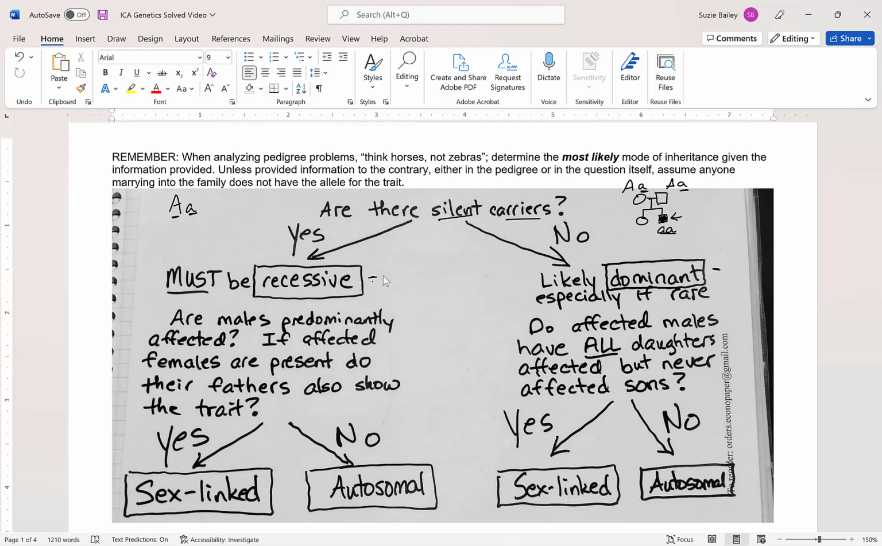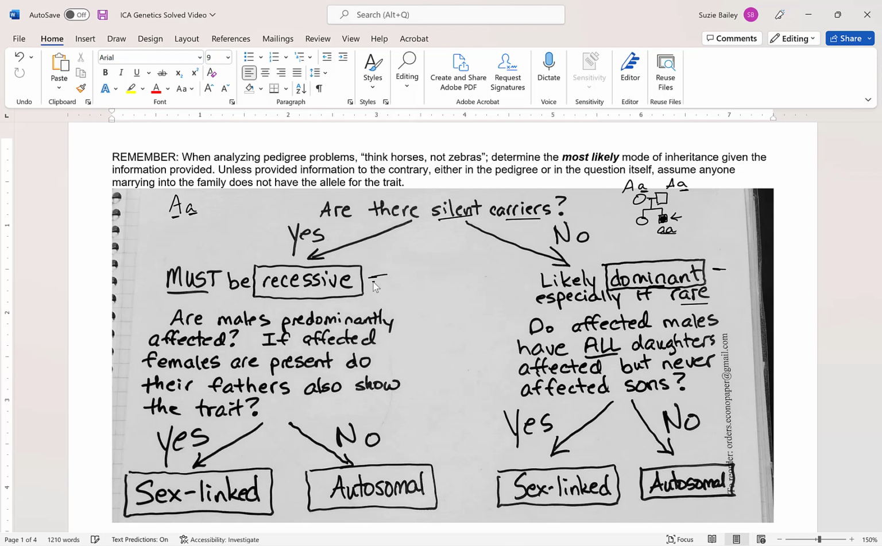So if we don't see any silent carriers, then that's telling us that this trait is most likely to be dominant, especially if this is a rare trait. And I'll always specify if a trait is rare. Once we've made that determination, is it recessive? Is it dominant? Then we can start looking for the patterns of sex linkage, which are different depending on whether the trait is recessive or dominant.